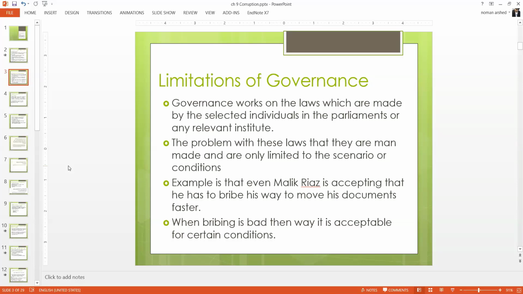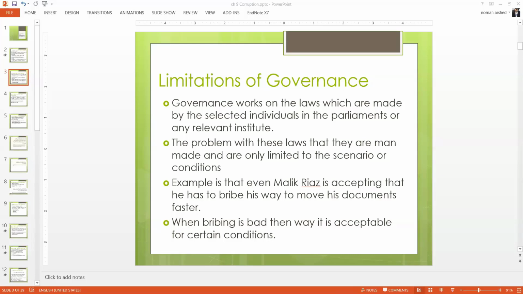An example is that even Malik Riaz is accepting that he has to bribe his way to move his documents faster. So this example shows that even people in Pakistan are claiming, as a joke, that they do corruption, they do bribing to fulfill their tasks. It means that laws are not perfectly made, and there are gaps that are hurting a few people, and these few people are willing to pay bribes or do corruption to make sure that they are safe from the harm of the imperfect regulation.